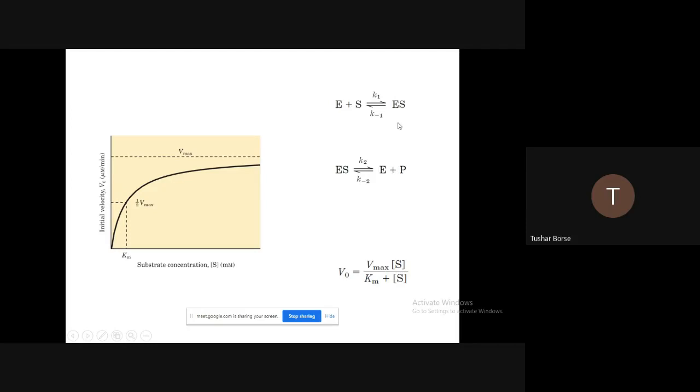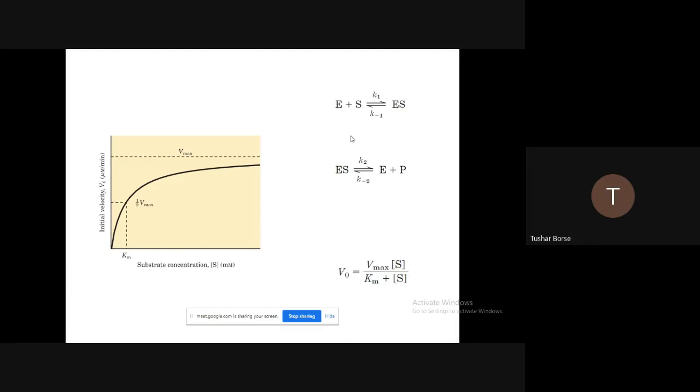Now each of these reactions, when it is occurring, will have its own rate constant. The equilibrium constant, I think all of you know what that is, is denoted by K. So when the forward reaction, that is E plus S, is converted into ES, it will have a rate constant that is K1. Now the possibility of this ES to go back into E plus S is also there. So when it is going back from ES to E plus S, it will have a rate constant that is K minus 1. K minus 1 is never negative; it is simply to indicate that it is going in the reverse direction.